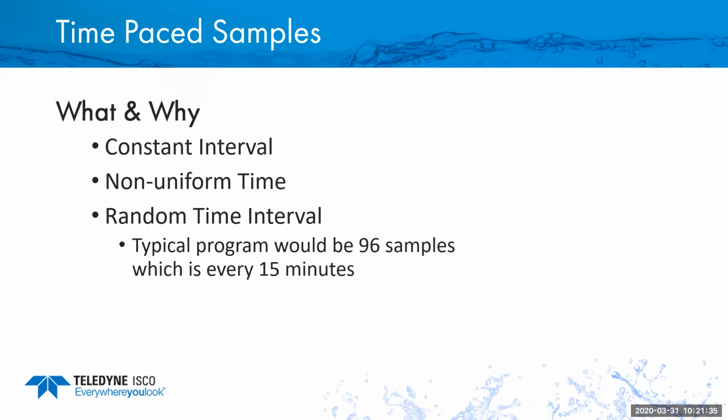Typically, a program we would see somebody running in time paced would be every 15 minutes, which calculates out to about 96 samples in a 24-hour period. That is the most common program we see people running, by far.